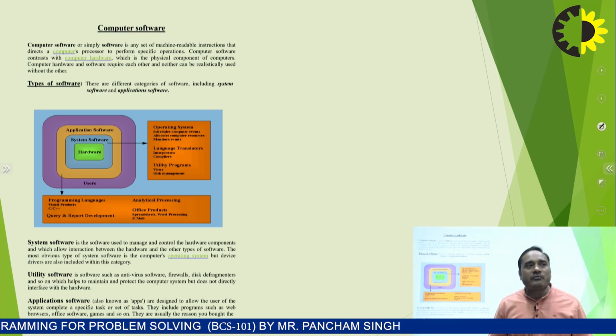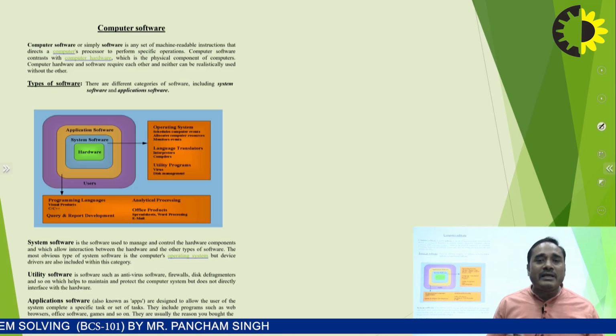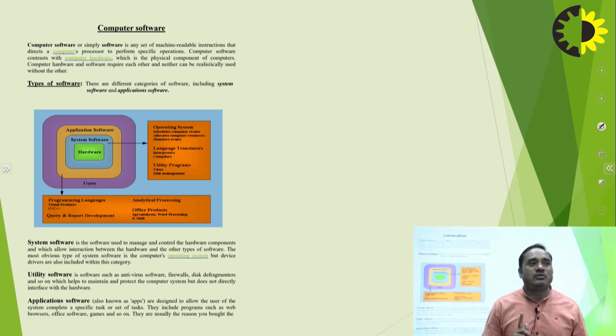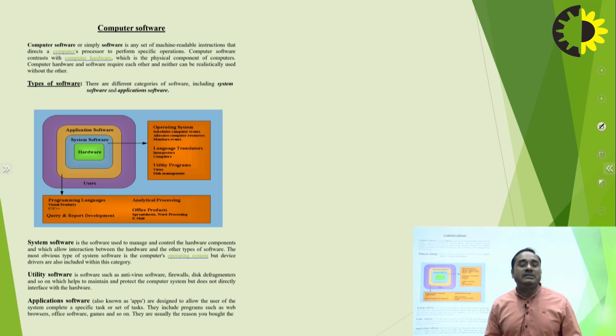So why is software important? The question is why software is important and why the computer system is divided into two different types of software. First is system software and second is application software. Operating system is a system software. Application software can be run by the users, and it can be created by many people. They can implement the software and we can use it for different purposes.